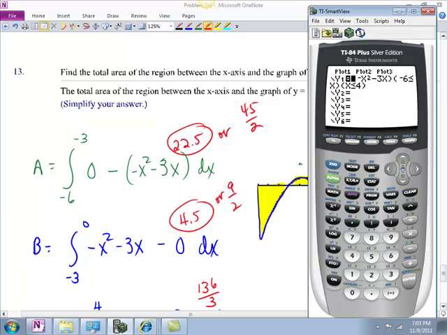What you have to do is go to the menu, go to analyze graph, and then go to integral, and you do lower bound, and you click on it, and then you go to the next thing, and it's the upper bound.